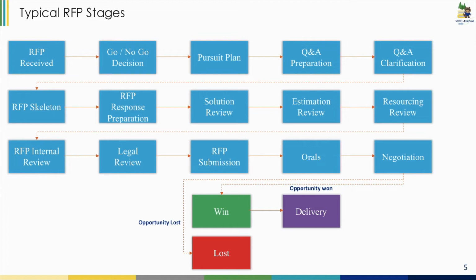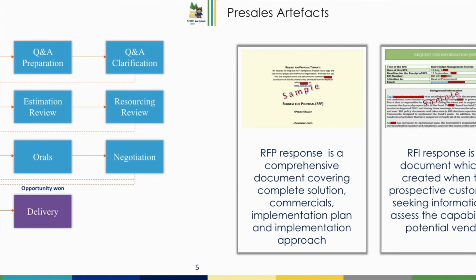And as you might have guessed, if we are not selected, the opportunity is closed and marked as closed lost. These two slides are of paramount importance when we talk about the pre-sales function and need to be understood in detail. So now we have a good understanding of RFP stages. Let us move to typical pre-sales artifacts.